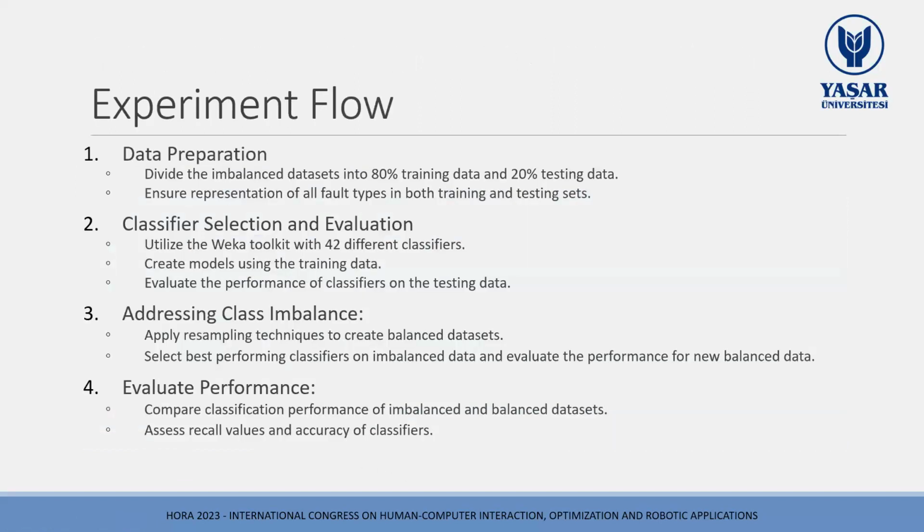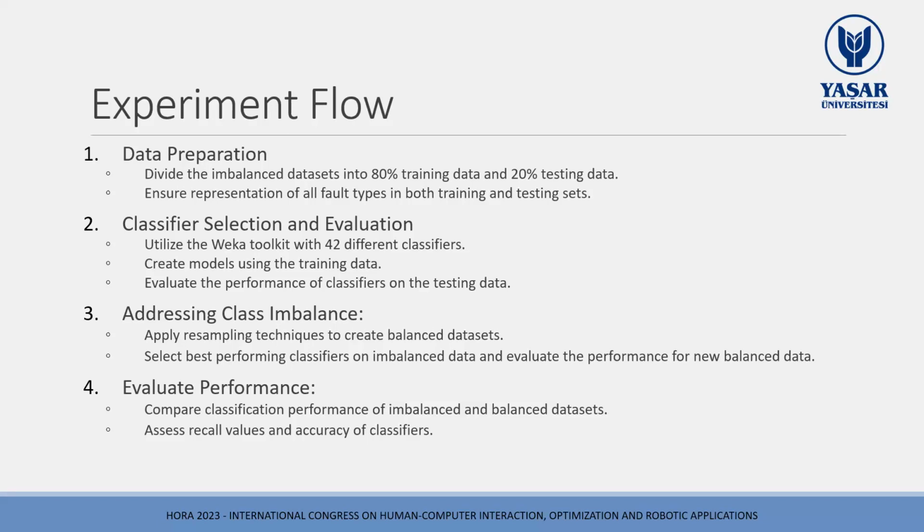If we move to our experiment flow, we can see that first we will prepare the data. I prepared this so you can follow easily what I will show later. Firstly, we focused on data preparation. We divide the imbalanced synthetic data into 80% training data and 20% testing data. It was crucial for us to ensure that all fault types were represented in both the training and testing sets, allowing for a comprehensive evaluation.